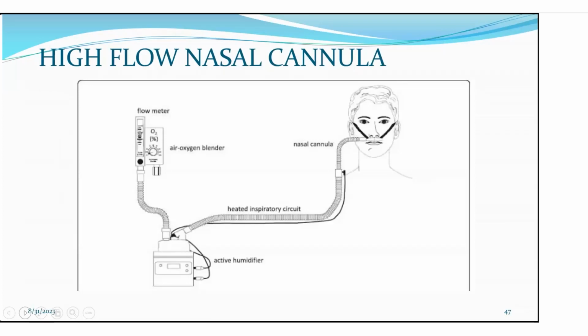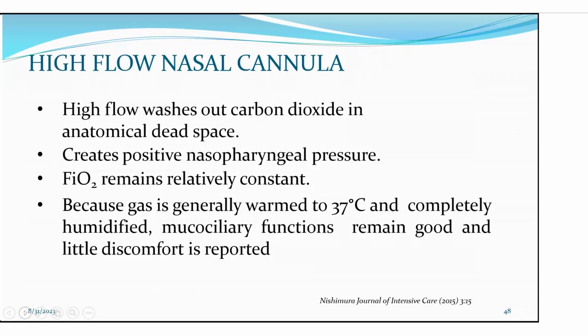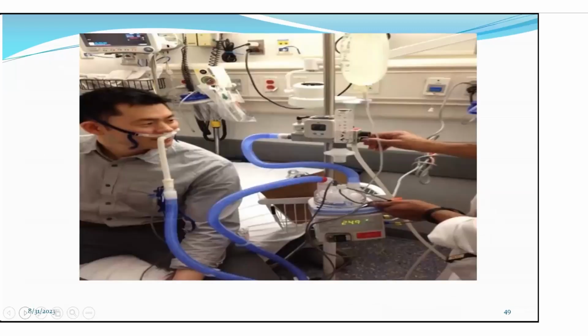They were very common in COVID, though even now we are using them because most of our patients have lung issues. High flow nasal cannula washes out carbon dioxide in the anatomic dead space and creates positive nasopharyngeal pressure. The oxygen fraction remains relatively constant because the gas is generally warmed to 37 degrees centigrade and completely humidified. Mucociliary function remains good, and little discomfort is reported. That is our Nason, the high flow machine, which was very common during the COVID time.